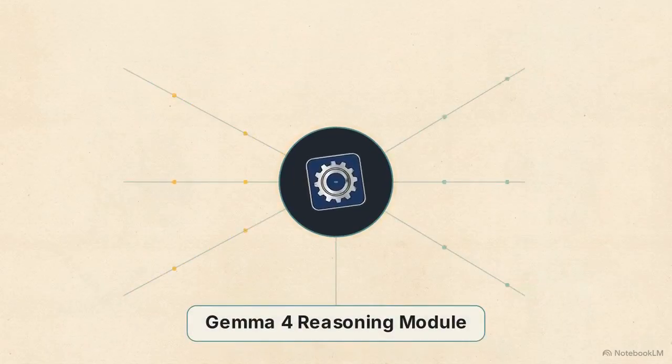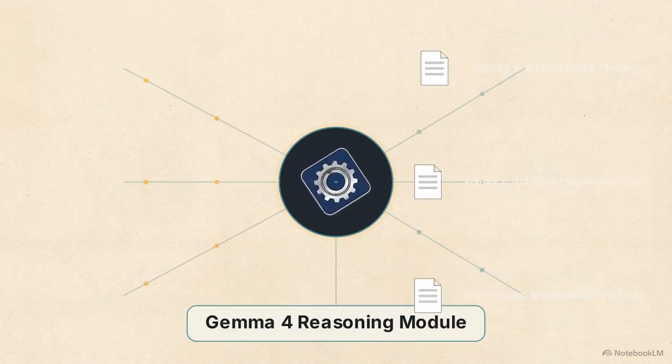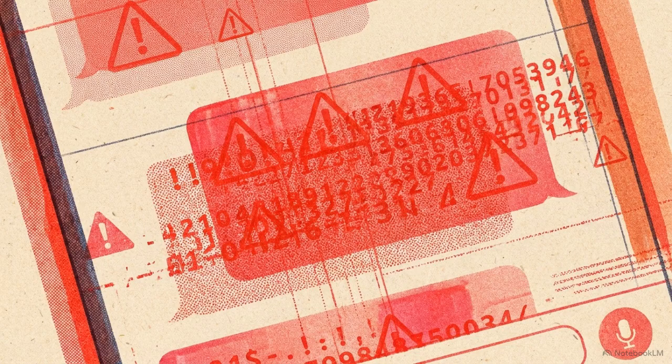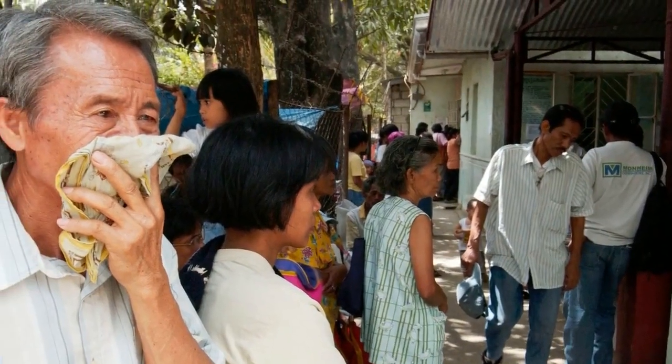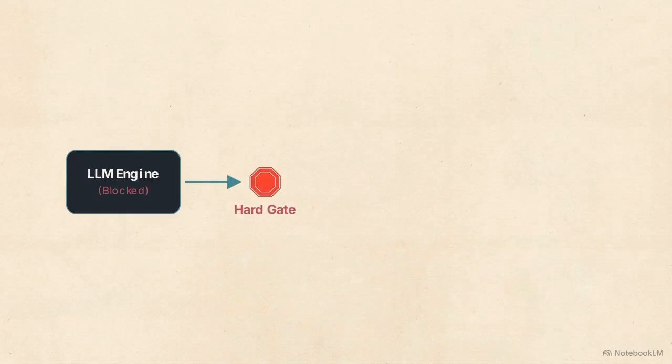The core of the system is the Gemma 4 reasoning module, which translates these risk scores into actionable plans. Standard language models often struggle with public health data, hallucinating non-existent medical statistics or providing generic advice that health officials cannot use in the field. To prevent this, TB Sentinel AI uses a tool-augmented pipeline.